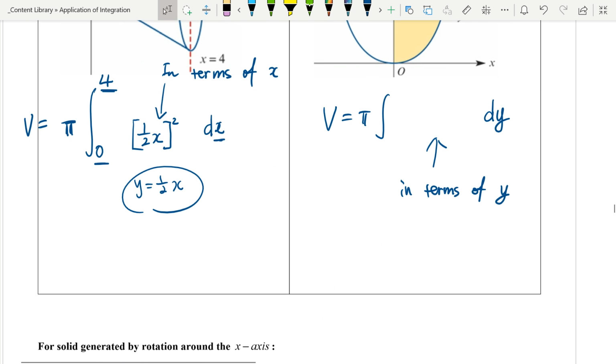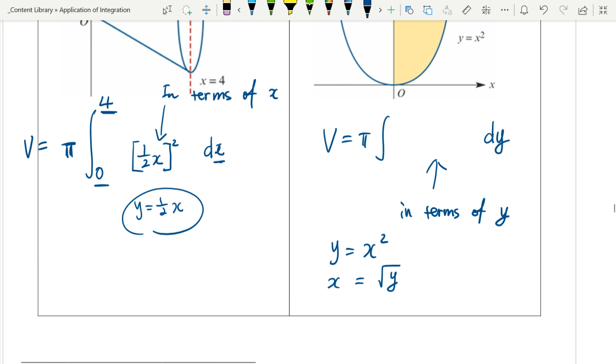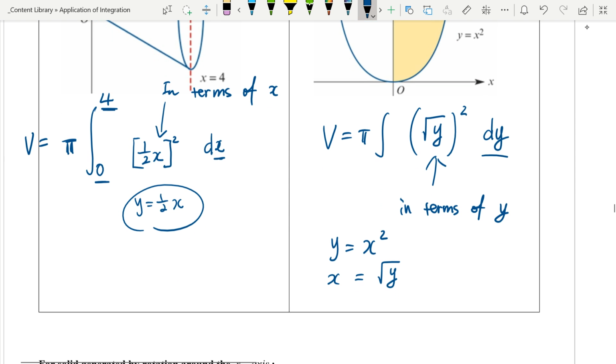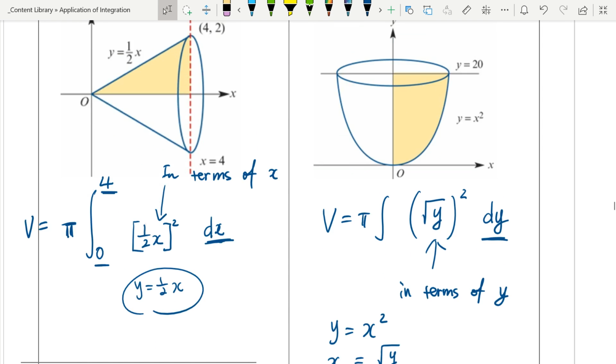But for the next one, we have y equals x squared. I want to square a function in terms of y, but that's not the case. So we need to rearrange the equation to make x the subject. We only think about the positive side, so x equals root y. Root y is the function, because I need a function in terms of y. Then I'll square that function. So the d-what decides all of these values, and this one is a y value in between, between 0 and 20.